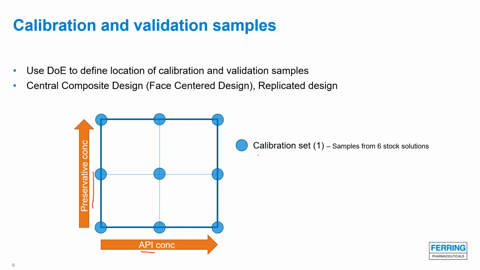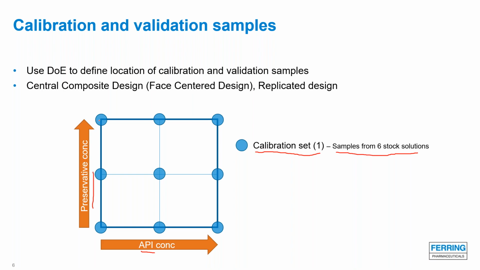These blue dots that you see here, we call them calibration set number 1. And we got to these combinations of concentrations using 6 stock solutions. Let me explain what this is about. It was impractical for us to independently prepare every single combination, because it implies weighing operations.